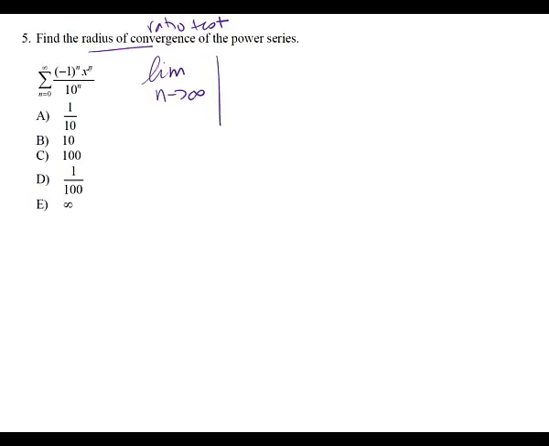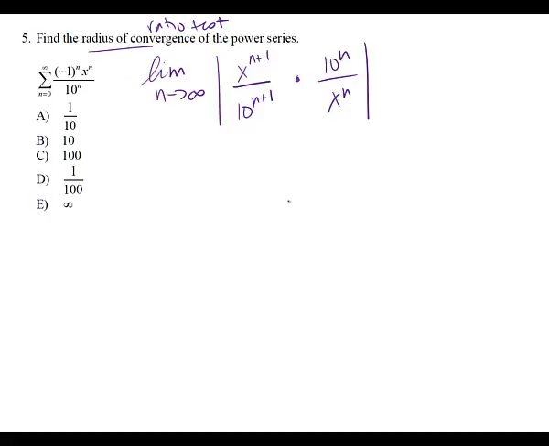What do I have to substitute in? N plus 1. So do I really need to worry about the negative 1? No. Absolute value takes that away, so I'm going to kind of ignore that. So x to the n plus 1 over 10 to the n plus 1. And I'm supposed to divide by the original term, or I multiply by the reciprocal in this case.